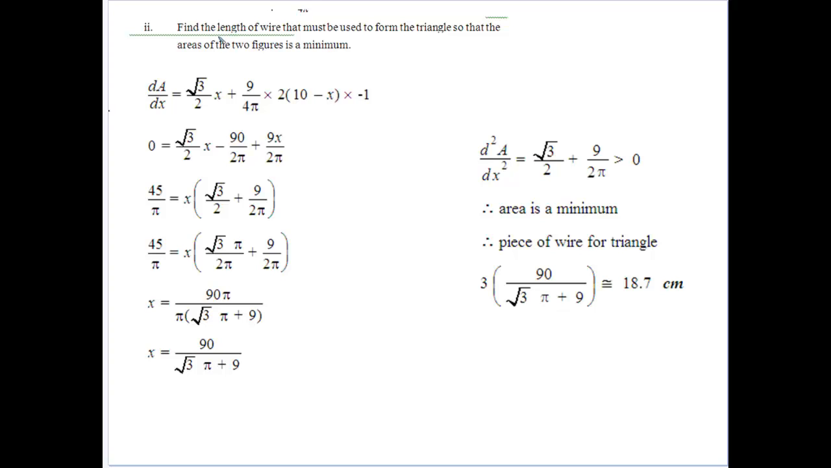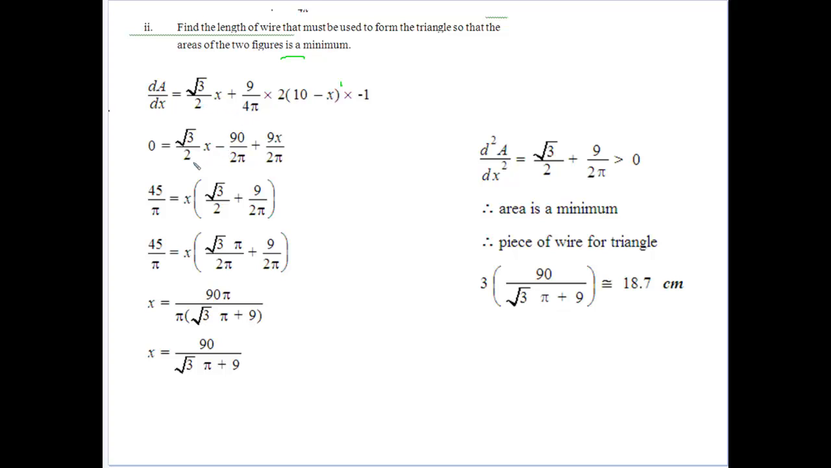That allows us to do our next part, which is to find the length of y that must be used so we get a minimum area. Sorry, to get the areas of the two figures a minimum, we get our first derivative. The first one's pretty easy because the 2 just comes down, cancels with the 4. 9 on 4 pi for the second one. Again, we're just doing the chain rule. So 2 comes down, subtract 1 from the power, and then multiply by the derivative of the bracket, which is just minus 1. It's important we don't forget that, because it's a negative value, so it's going to change our signs.